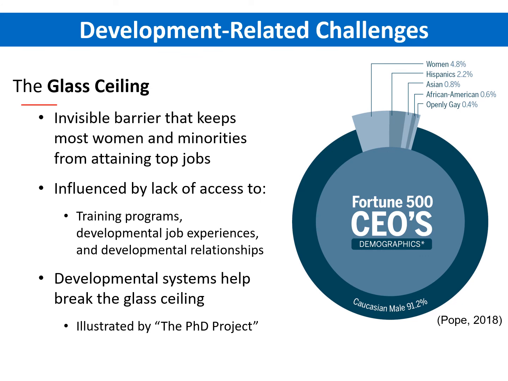One area where we can see challenges in our succession planning is related to the glass ceiling. The glass ceiling is a conceptualization of an invisible barrier that keeps members of underrepresented groups from attaining top positions within organizations. It can be influenced by a lack of training in developmental programs. It can be influenced by biases in selection processes.